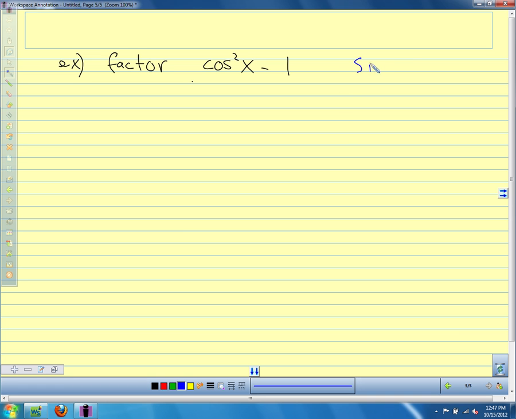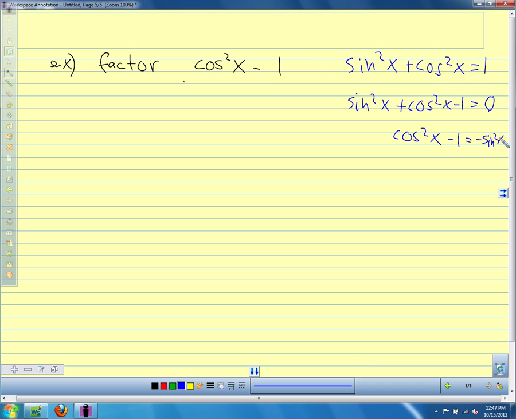So we know that sine squared x plus cosine squared x equals 1. Well, if we rearrange this, if I subtract 1 from both sides, I get sine squared x plus cosine squared x minus 1 equals 0. And then subtract sine squared, so I get cosine squared x minus 1 equals negative sine squared x. That really doesn't get us anywhere here. I can rewrite this as negative sine squared, but that doesn't help us out. And the problem tells us to factor.